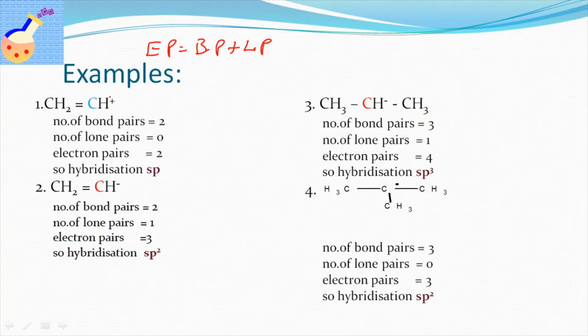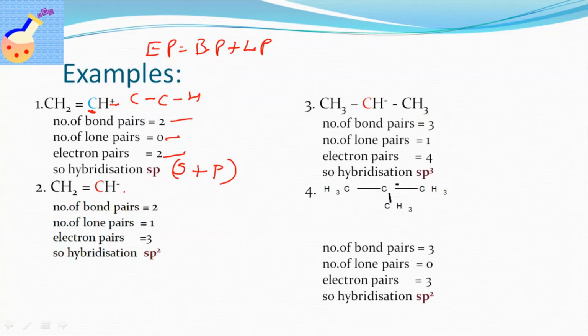So let us solve a few examples here. First one, carbocation, CH2=CH+. This carbon is highlighted here. You have to find out the hybridization for this carbon. Number of bond pairs is equal to 2. Why? Because this carbon is bonded to 1 hydrogen and 1 carbon. Number of lone pairs: there is a positive charge here, so 0 lone pairs. Coming to the electron pairs, 2 plus 0, 2 electron pairs.